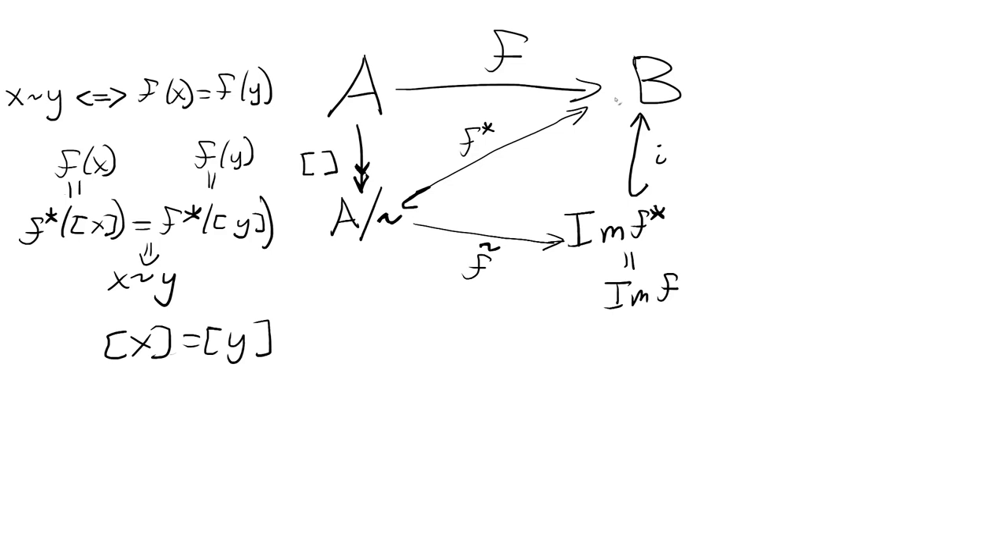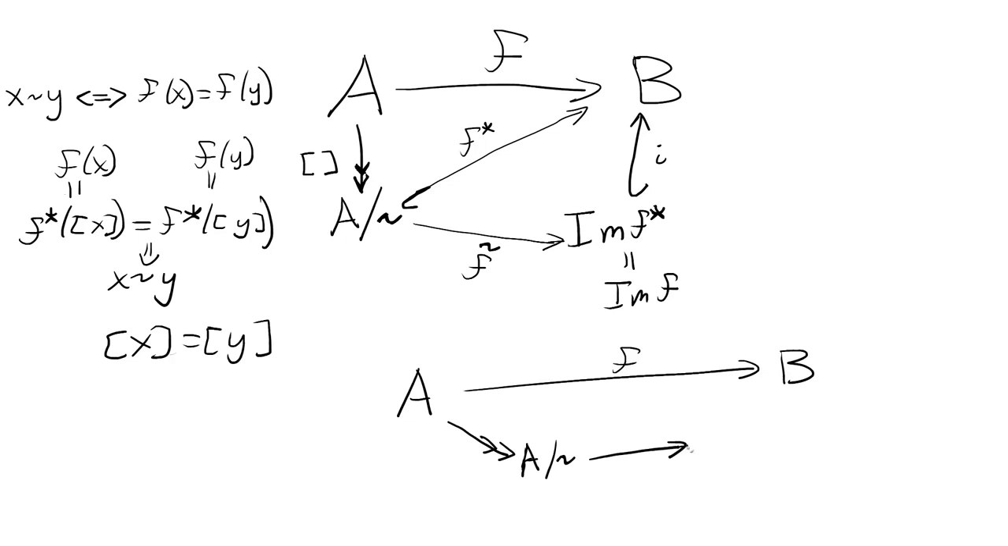Now, f star is injective, and we constructed f tilde out of f star. And we've proved before that if this thing here is an injection, then f tilde is an isomorphism. Well, a bijection, which is the same thing as an isomorphism in the category of sets. And so for any morphism f, I will redraw the diagram more clearly. Any morphism f can be decomposed into a surjection onto some quotient of its domain, an isomorphism to some subset of the codomain, and then an injection into the codomain. And this works for any function on sets.